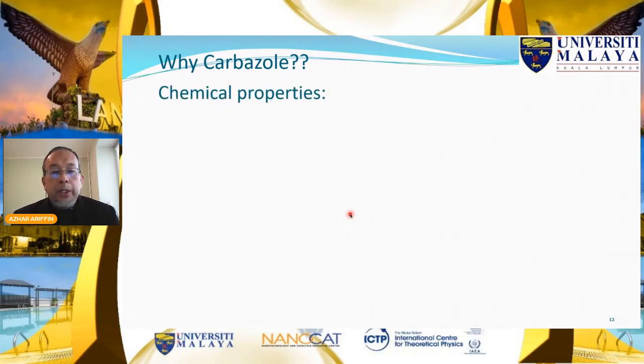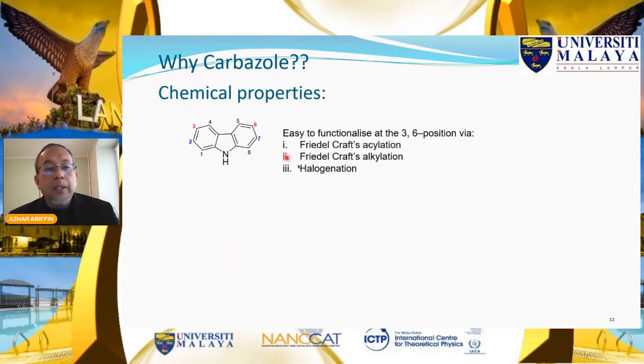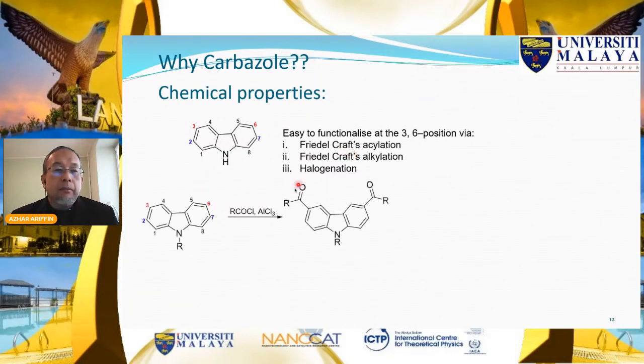In terms of chemical properties, why is carbazole interesting? Because with carbazole, you can do direct substitution at positions 3 and 6 here, and you can do indirect substitution at positions 2 and 7, in order to get various different kinds of structures to make the molecule suitable for an OLED device. For example, here you can easily do Friedel-Crafts acylation. This is just undergraduate chemistry. I think most of you who have taken organic chemistry should know this reaction.